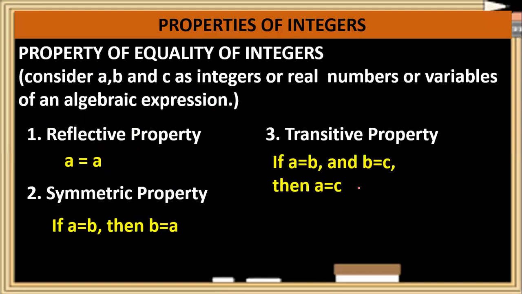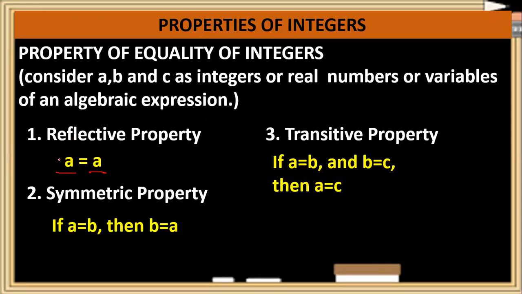Next is we have the property of equality of integers. So consider A, B, and C as integers or real numbers or variables of an algebraic expression. So we have the first property of equality of integers, which is the reflexive property. So A will always be equal to A. That is reflexive property. Whatever the value ng A dito, is still the same value of A.